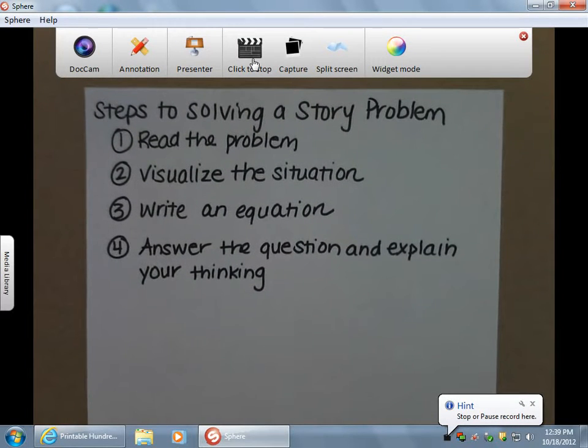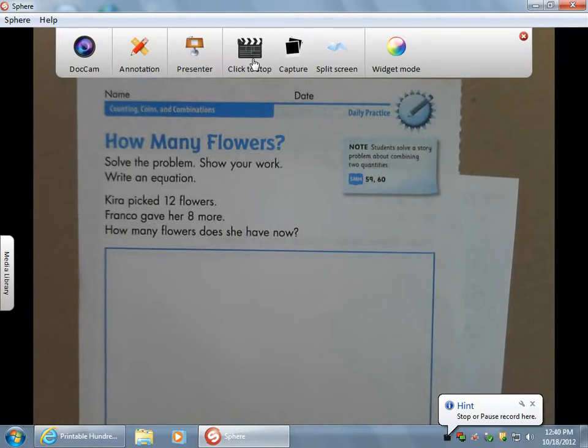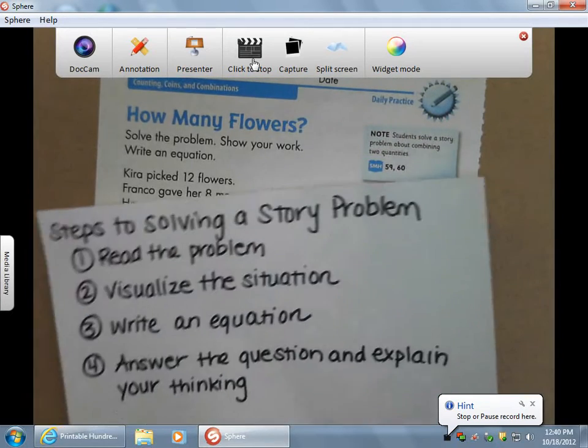I'm going to be talking to you today about the steps that you use for solving a story problem. Okay, so let's take a look at the student activity book page that we have in front of us. It's called How Many Flowers? So after writing our name and date on the page, we want to look at the steps that we're going to use for solving story problems.